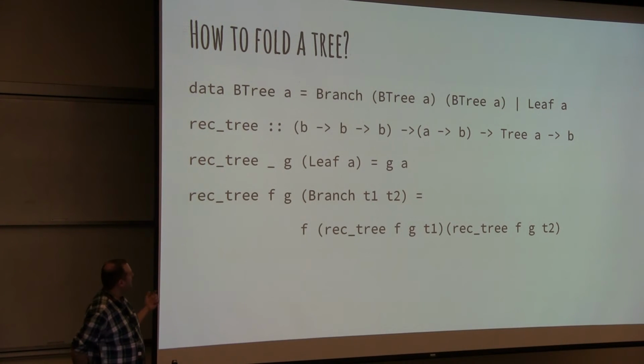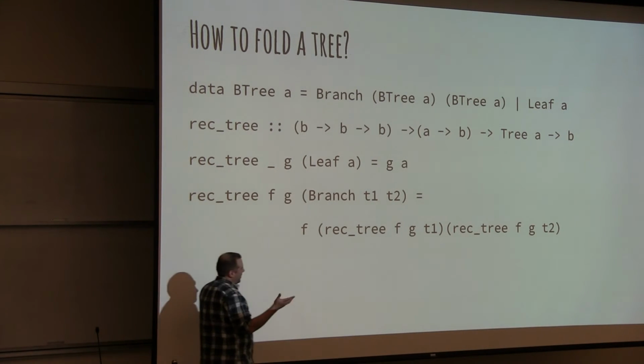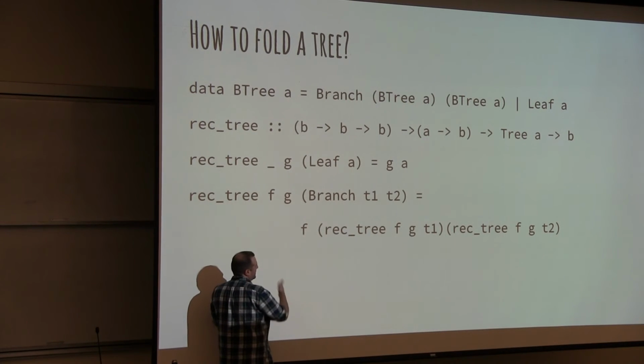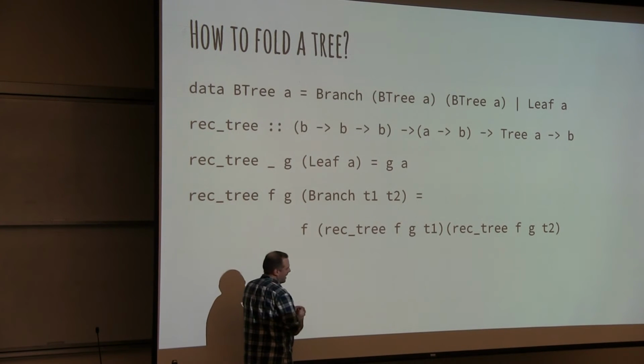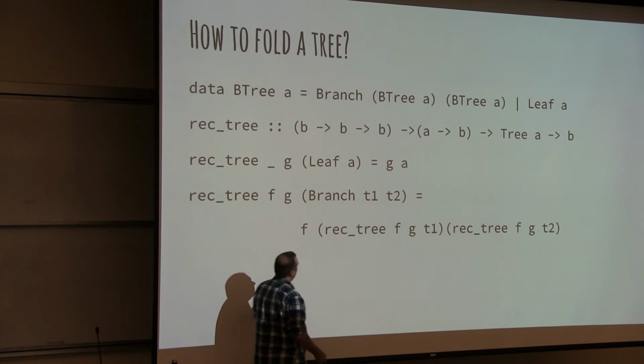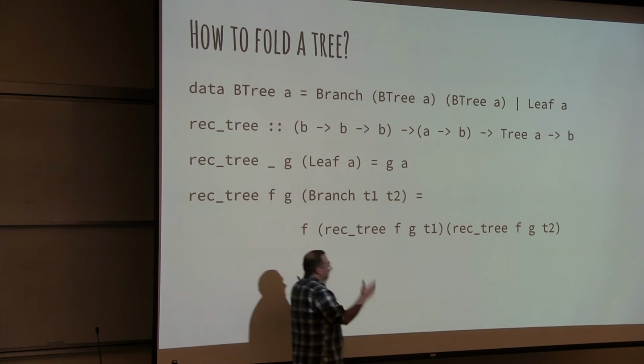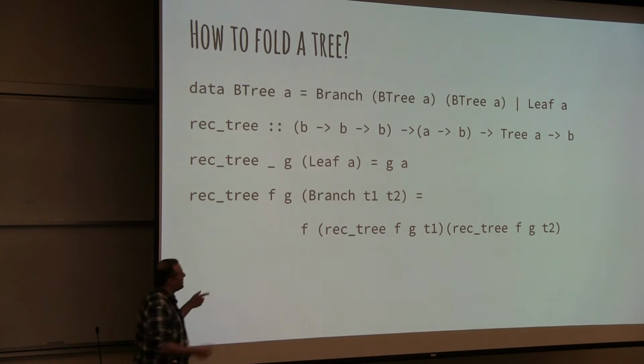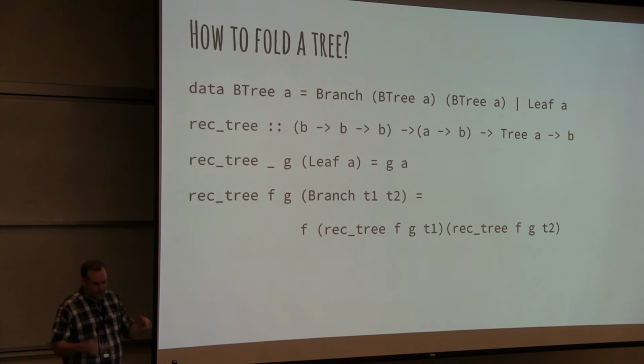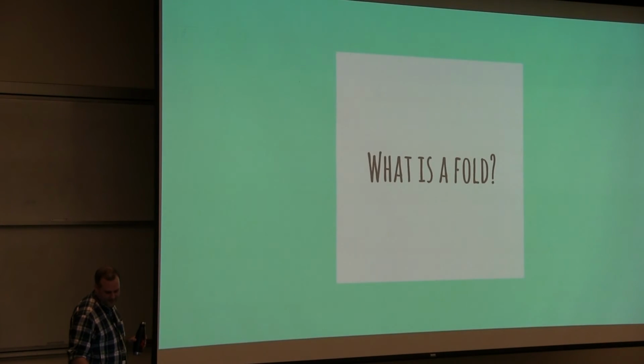And in the second case, in the list case, we apply F to the head and the result of the recursive call. Here, we take F and we just pass the two values, the result of the recursive call, to the function. And that actually is the fold for trees.